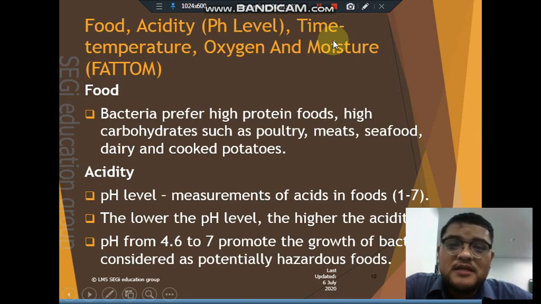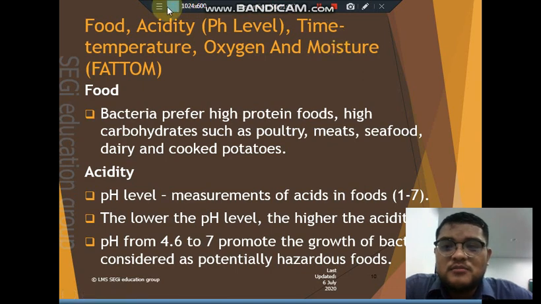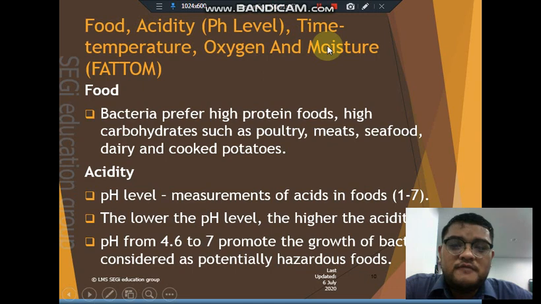What are the factors that will lead to bacteria growing inside the food? So there are 6 factors, as you can see over here. Number 1 is the food factor itself. Number 2, acidity. Number 3, time. Number 4, temperature. Number 5 is oxygen, and number 6 is moisture. All of these 6 factors will contribute to the rapid growth or faster growth of bacteria in the food. So let me go into number 1, the food factor.